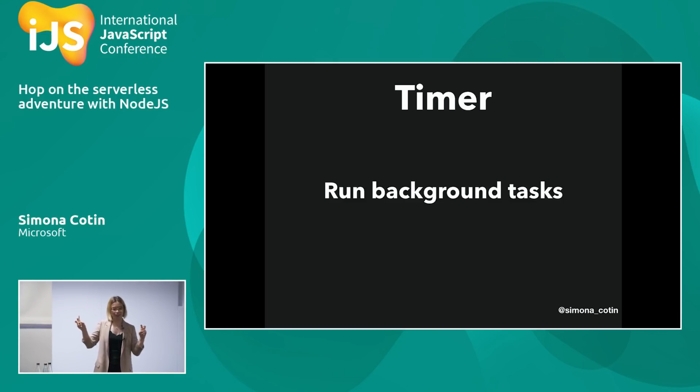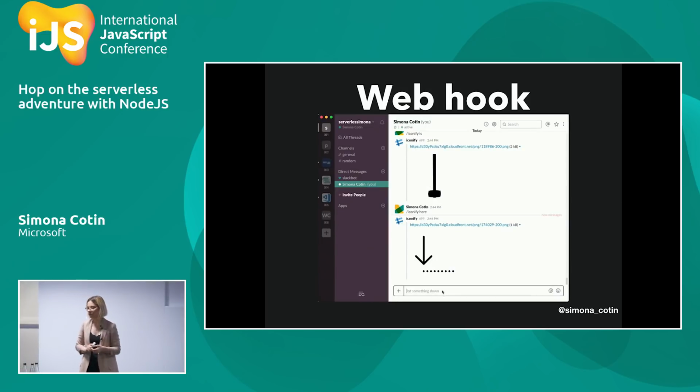Another very interesting use case is timers, or as many of you might know, cron jobs. So this is basically running the same task or the same code every week, on a daily basis, or on a monthly basis. You can do that very easily with serverless. But this is not extremely interesting either. How about Slack? How many of you use Slack here?